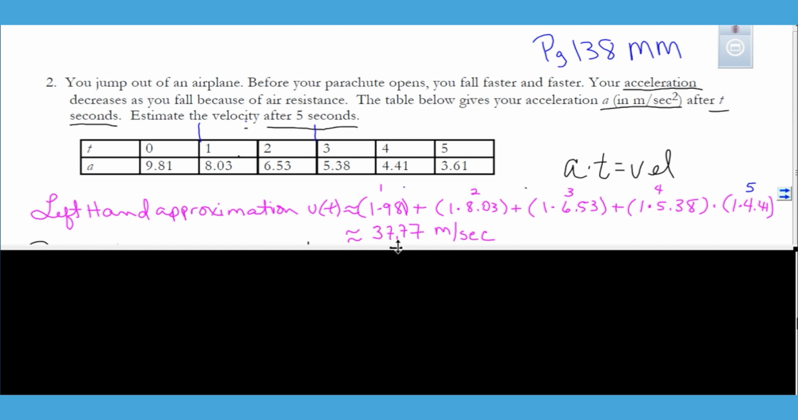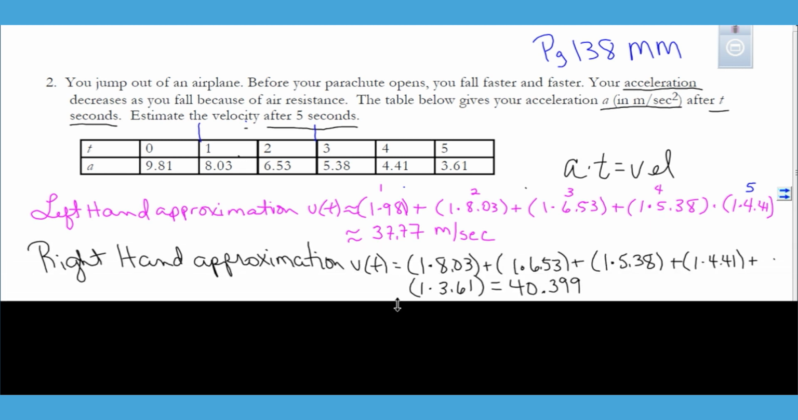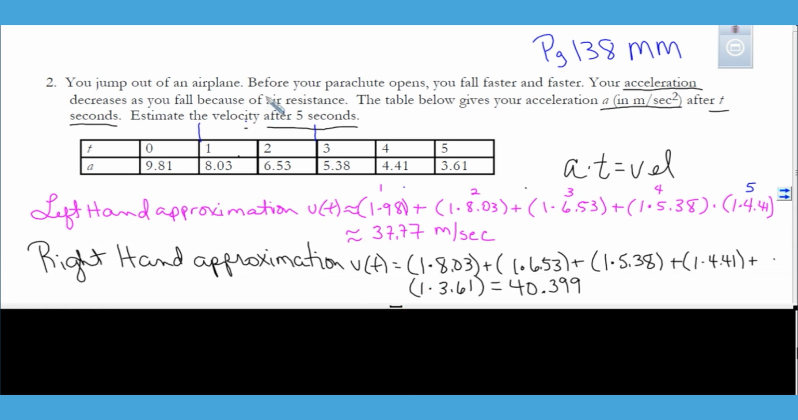So let's look at the right-hand approximation. Same concept as far as how I'm looking at this. Here's the rectangle, like if I drew it, and this is left and this is right. So I'm going to use this right height as my first height and continue that process all the way through. And I get 40.399. Oh, I didn't label, so bad, meters per second. So we know that the true velocity after 5 seconds lies somewhere in between the 37.77 and the 40.399.